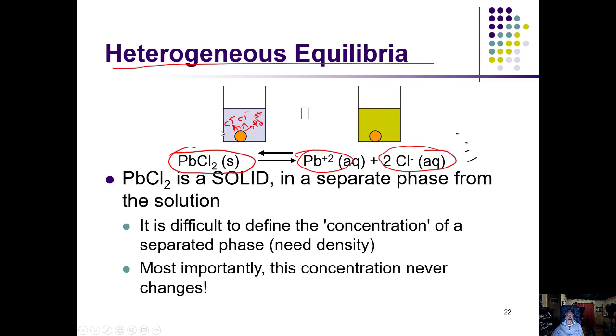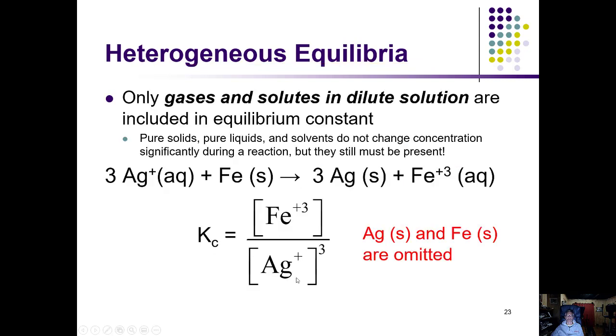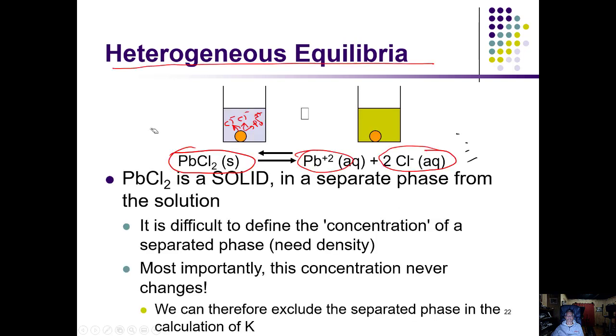As the number of moles of lead(II) chloride dissociate, you're losing grams of the solid, so the volume decreases proportionately, and the density is always the same. Essentially that's the concentration. So we can therefore exclude the separated phase in the calculation of the equilibrium constant.